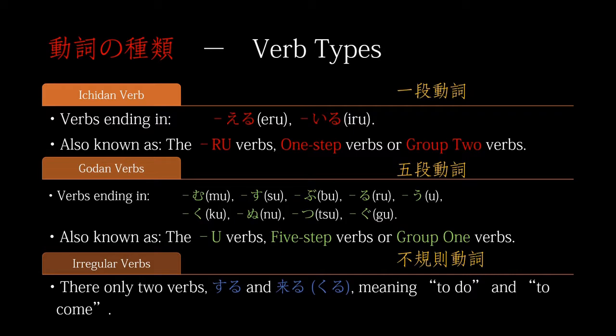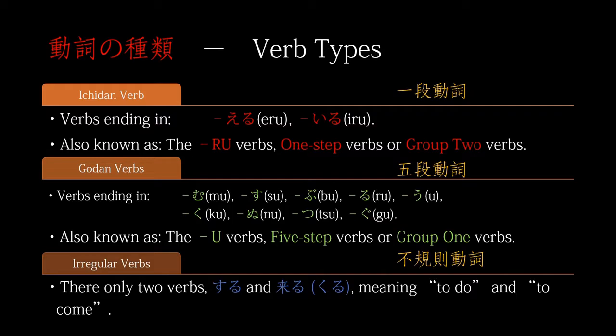The first are Ichidan verbs ending in iru and eru. Then we have Godan verbs having the most distinctive and numerous endings, as you can see: mu, su, bu, ru, u, ku, nu, tsu, and gu. And finally, there are the irregular verbs or the fukisoku doshi, of which there are only two, suru and kuru.